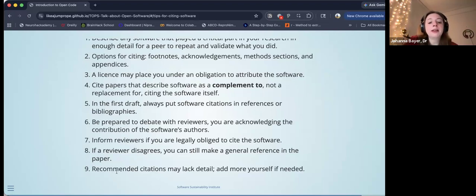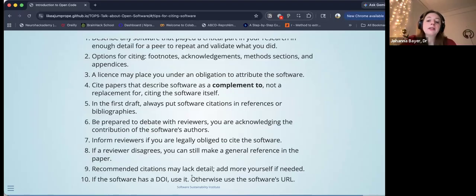Sometimes if you go to the citation.cff on GitHub, the citation might lack detail. For example, it might not comply with a standard that you need to comply to when you write your paper. So you might have to add more detail yourself or change the citation format. And if the software has a DOI, use it. Otherwise, use the software's URL.